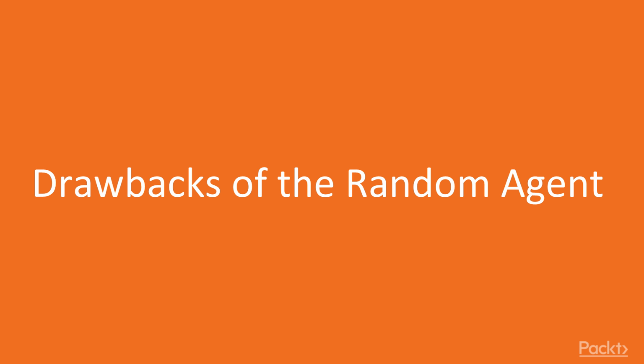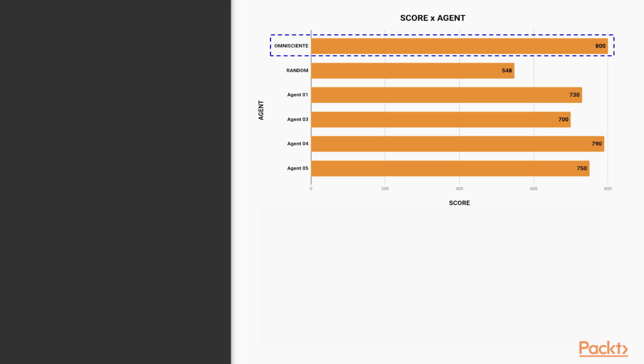First of all, take a look at this bar graph over here. We have the name of the agents and their score performance in the horizontal bars. Notice that the omniscient agent has the highest score. As we have discussed previously, the omniscient agent reaches the maximum rewards, around 800, which is considered the top score. We can see the performance of the random agent right below. Its reward is around 550, very low compared to the top score.